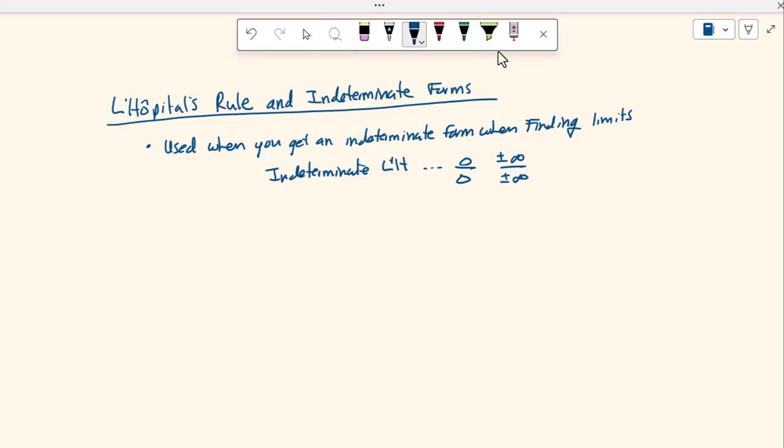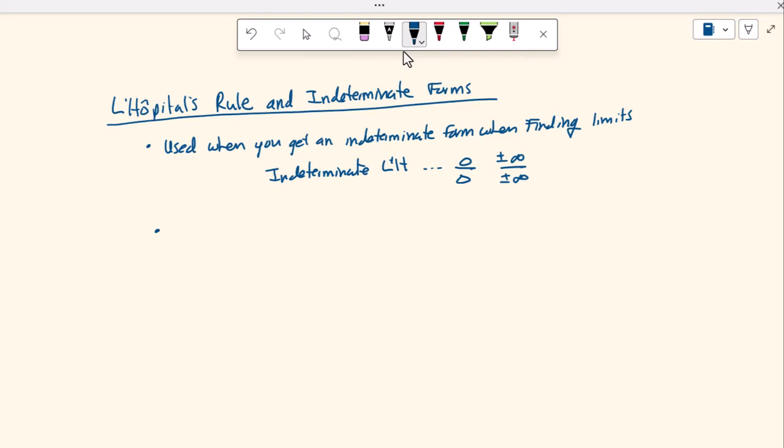Now, if I have any of these forms when I take a limit, I can apply L'Hopital's rule. And again, I haven't told you what L'Hopital's rule is yet, but I'm going to write out the criteria first and then show you the rule. Now, L'Hopital's rule can only be used when it is applied to one of these forms. So if I get any other limit, I can't use L'Hopital's rule. Okay, only these two forms. So that's something that we need to remember.